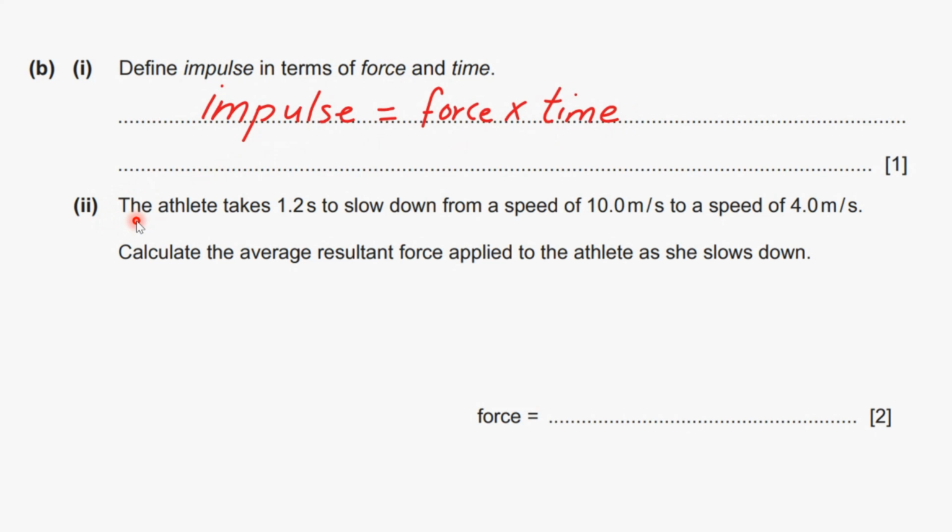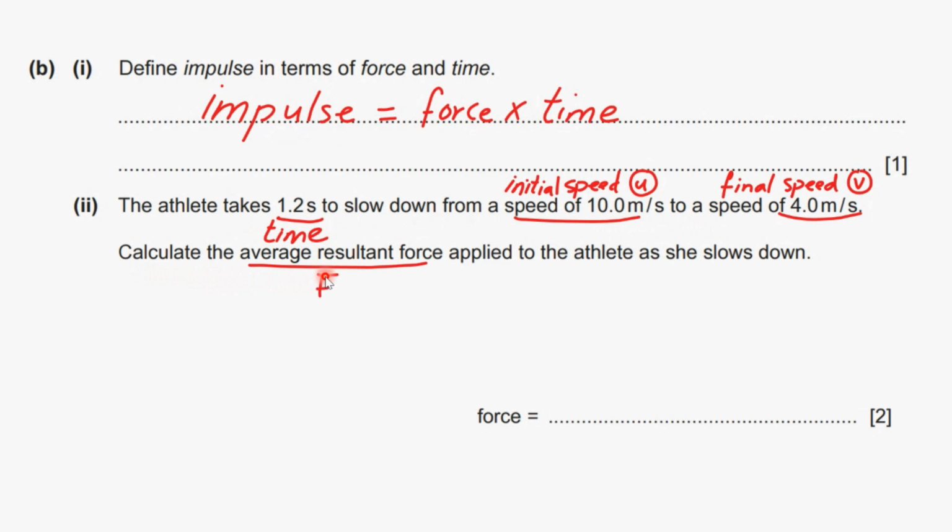In B double I, the athlete takes 1.2 seconds, which is the time taken, to slow down from a speed of 10 meters per second, the initial speed u, to a final speed of 4 meters per second. The examiner is directly asking for calculating the average resultant force F applied to the athlete as she slows down.